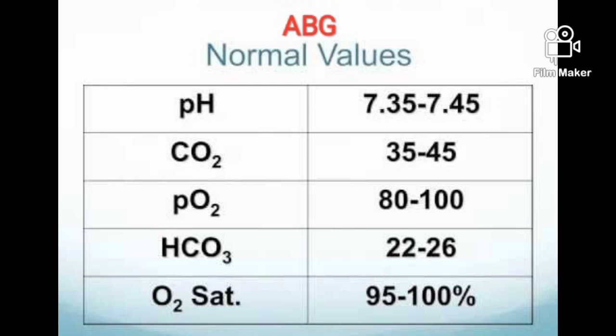In respiratory acidosis, the pH is decreased and the primary problem is an increase in the tension of the carbon dioxide, and the compensation is an increase in the bicarb. In respiratory alkalosis, the pH is increased and the primary problem is a decrease in the tension of the carbon dioxide, and the compensation is a decrease in the bicarb.